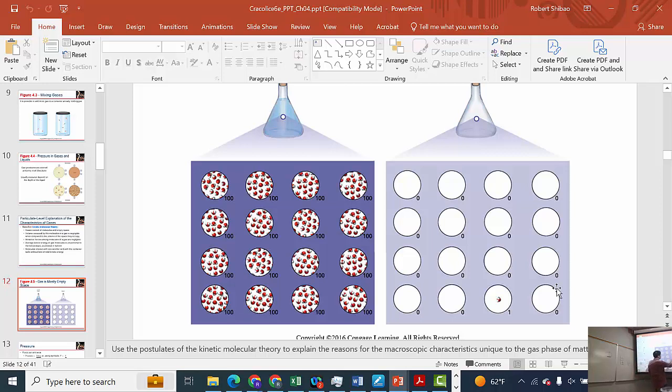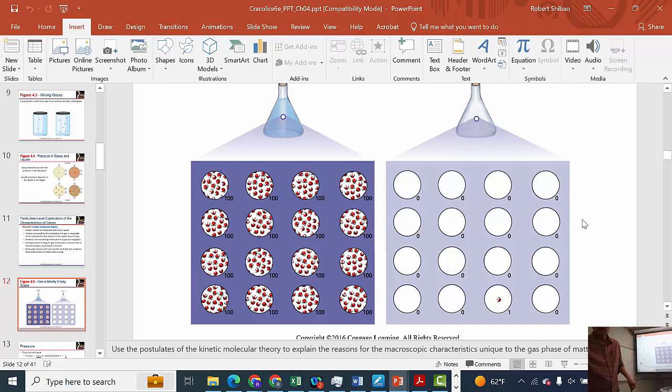Over here, this is gaseous water, or water vapor, and most of the time it's empty. Then once in a while, a water molecule will pass through. It's moving very fast, but you might get an image of that. And so these are little snapshots at a very zoomed in particulate level.